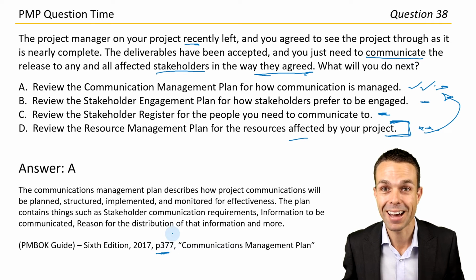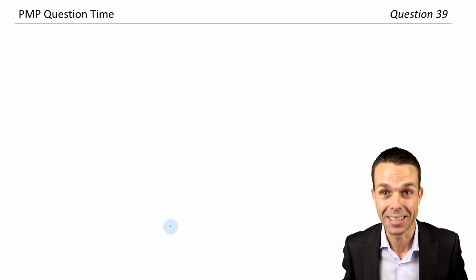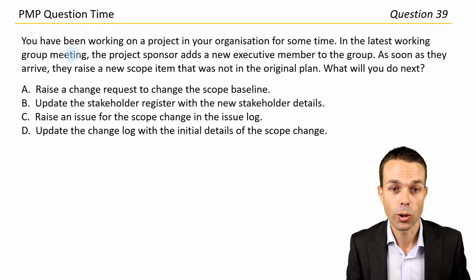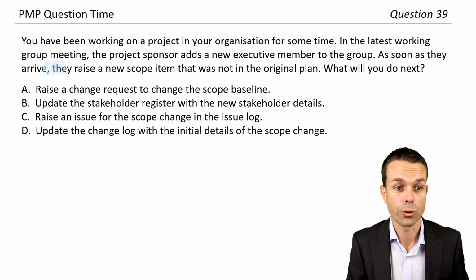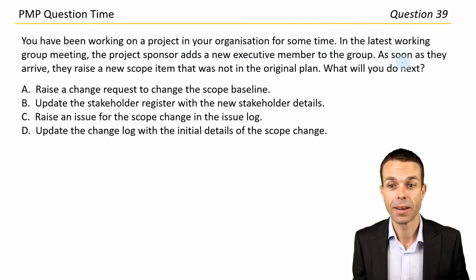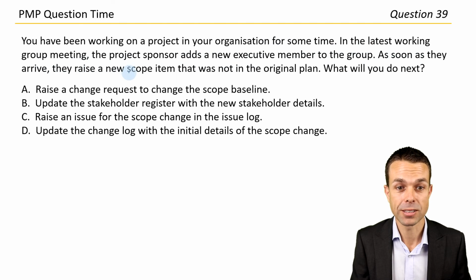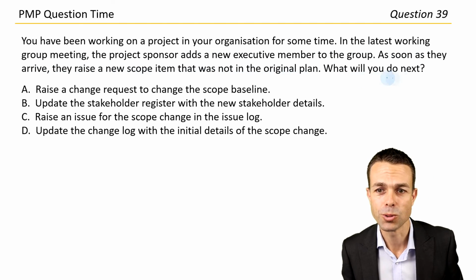And you know what else we can check out is the last two questions for this particular section. Let's get into these. We're nearly there. You have been working on a project in your organization for some time. In the latest working group meeting, the project sponsor adds a new executive member to the group. As soon as they arrive, they raise a new scope item that was not in the original plan. What will you do next?